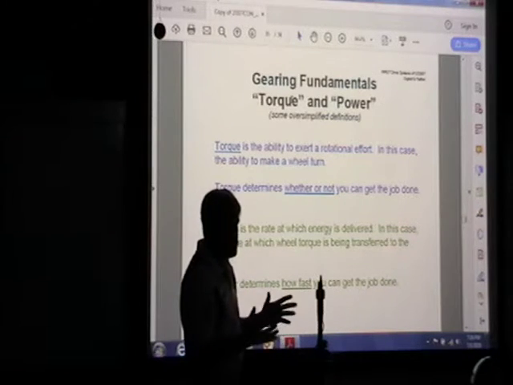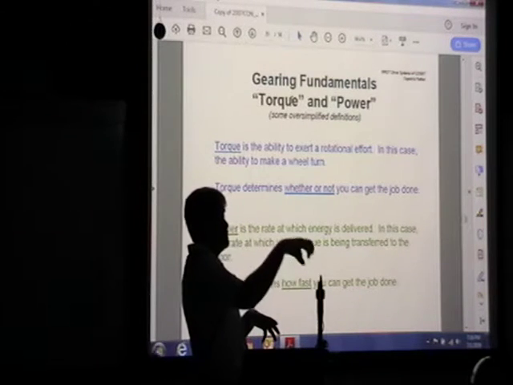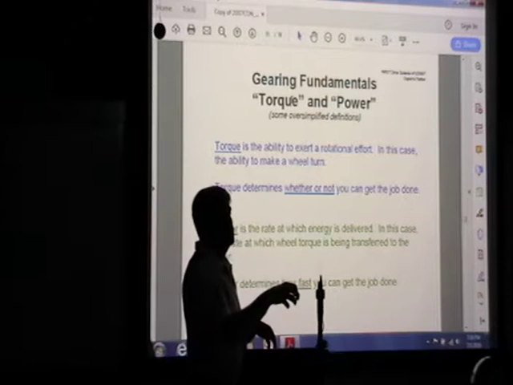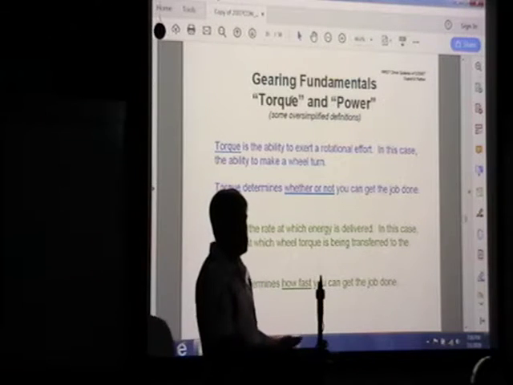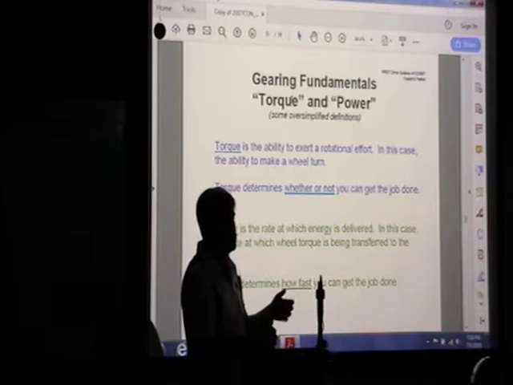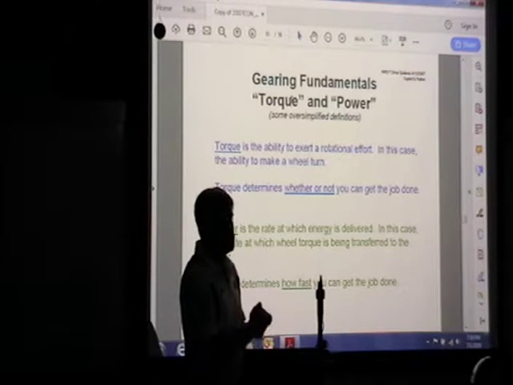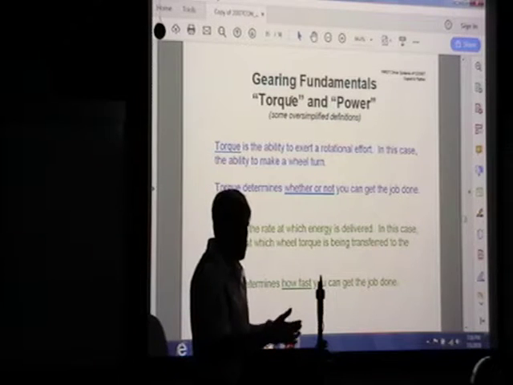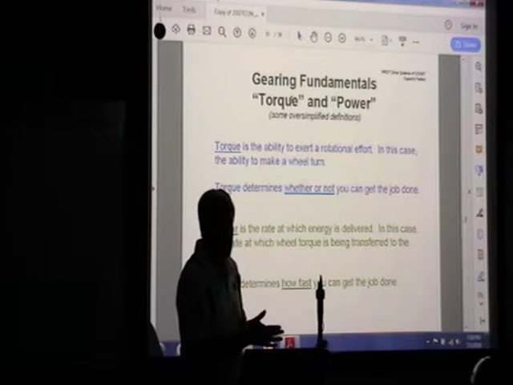Torque determines whether or not you get the job done. So if you've got all the great incentives to have a mechanism that continuously moves, but you don't have enough initial torque to get it moving, your mechanism doesn't work. So you have to have the initial starting torque to get it designed, and then you have to watch your power, or that current, when you're at your full speed to make sure you're not bumping past the 40 amps. So torque gets it moving, and then power determines how fast it gets done. Any questions on that?